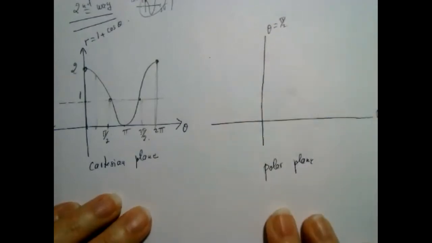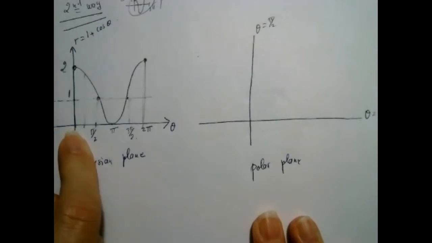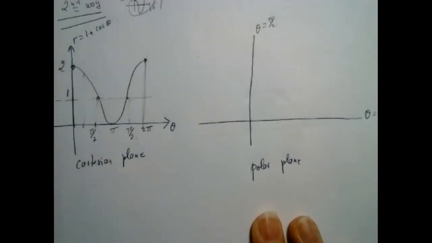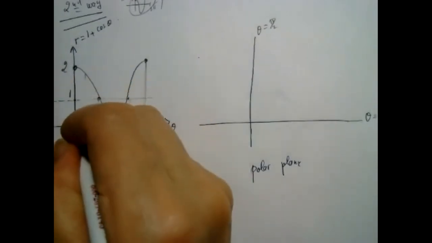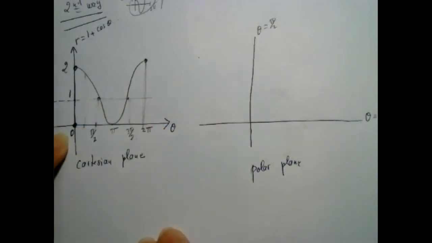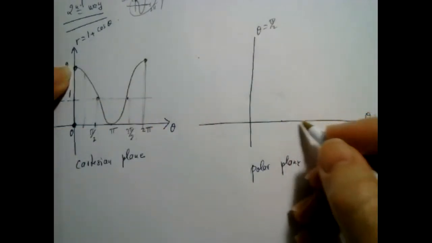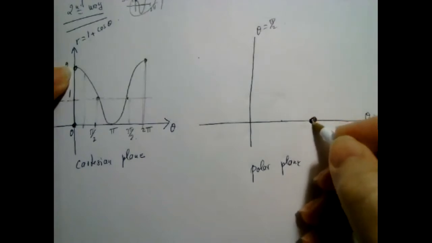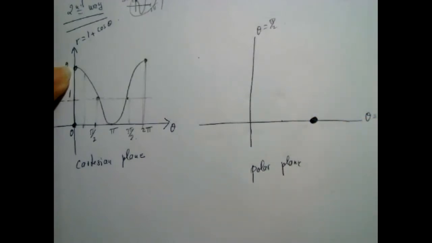That's where the actual graph will occur. But I'm going to use this as a guideline instead of points as a guideline. If theta is 0, r is 2. So if theta is 0, r is 2. That's my first point.